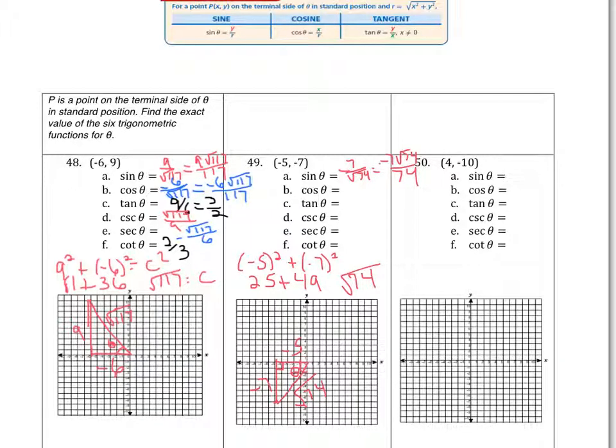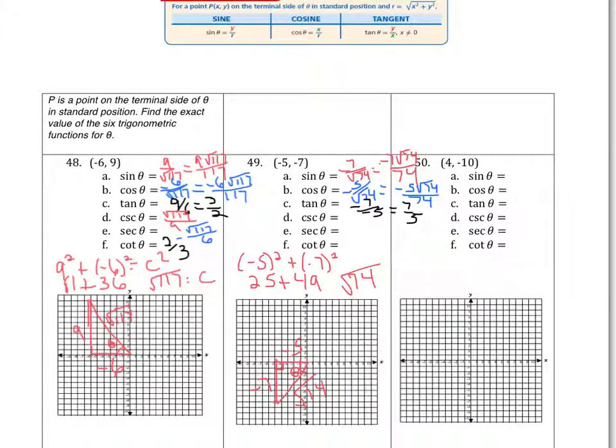For cosine, we have adjacent over hypotenuse, so that is -5 over root 74. Multiply top and bottom by root 74, so we have -5 root 74 over 74. And for tangent, we have opposite over adjacent, so -7 over -5. And that simplifies to 7/5 because a negative over a negative is a positive.